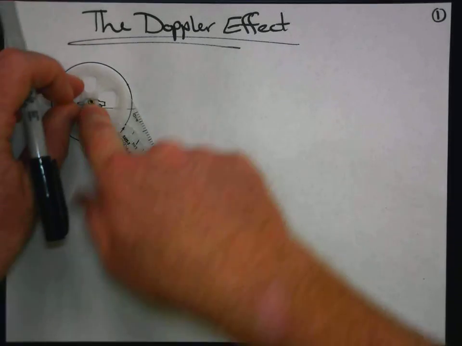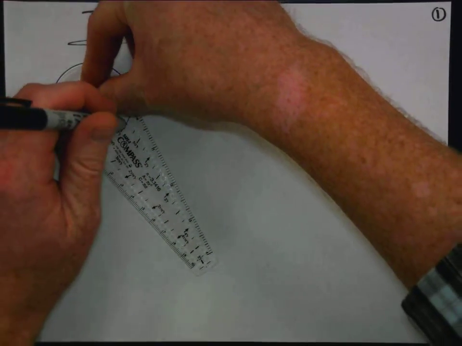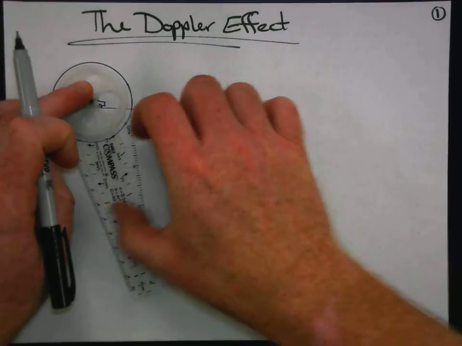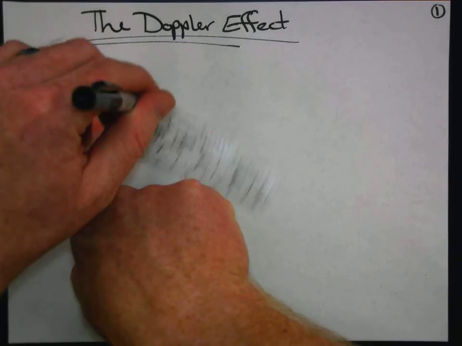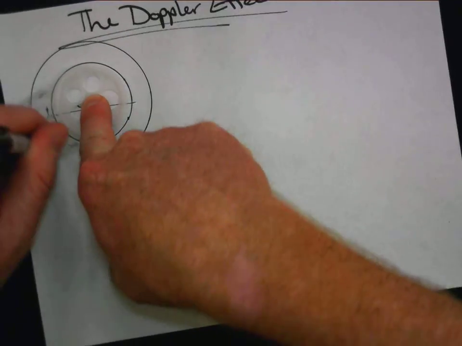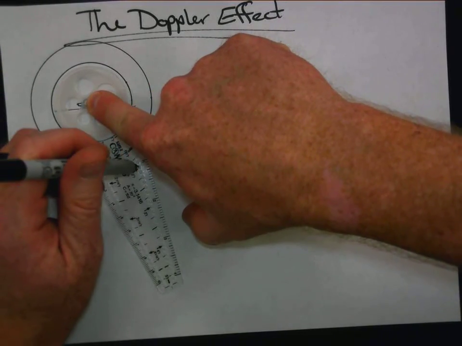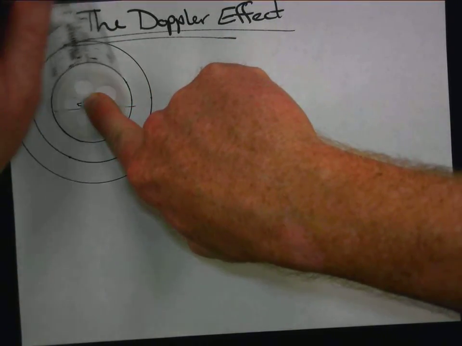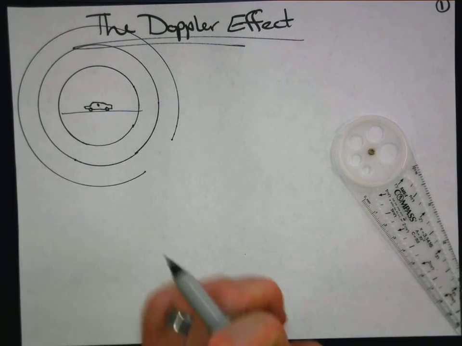So I can kind of get this going. And so there's that guy, and we'll have a sound wave there, and we'll have a sound wave there. Okay, so you get the idea. Sound waves emanate in all directions from the source.